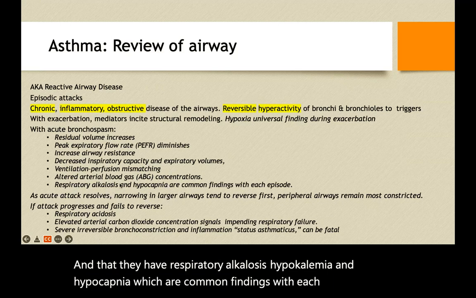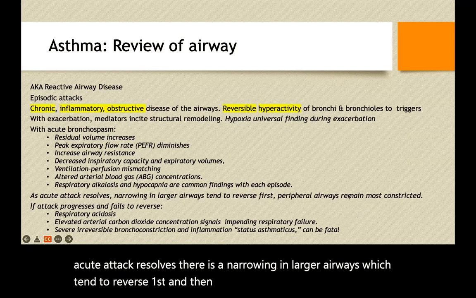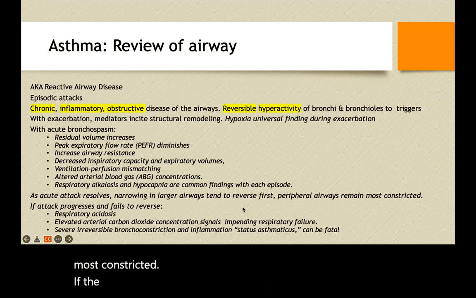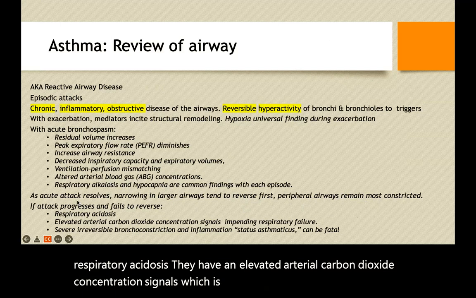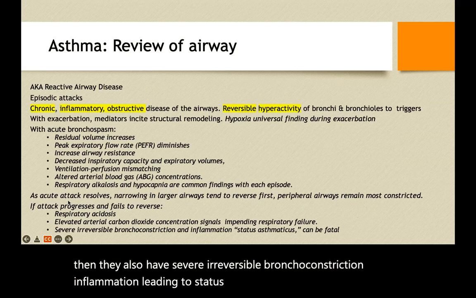As the acute attack resolves, there's a narrowing in larger airways, which tend to reverse first, and then the peripheral airways remain the most constricted. If the attack progresses and fails to reverse, they go into respiratory acidosis. They have an elevated arterial carbon dioxide concentration, which signals impending respiratory failure. And then they also have severe irreversible bronchoconstriction and inflammation, leading to status asthmaticus, which obviously can be fatal.